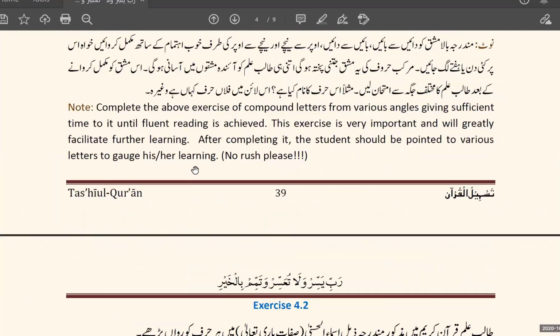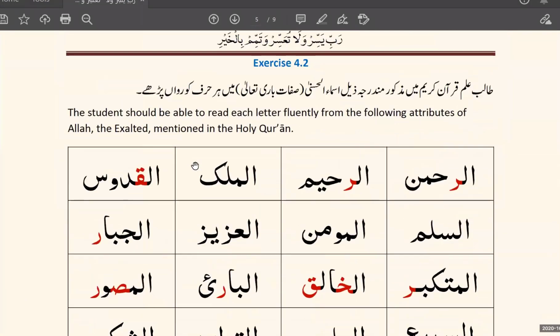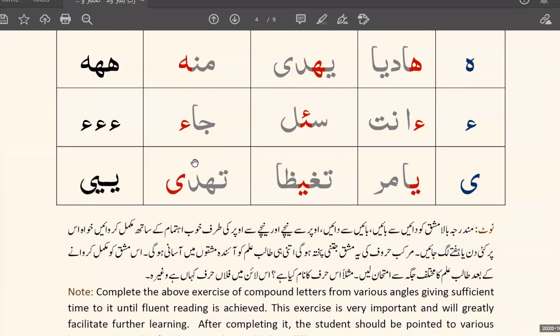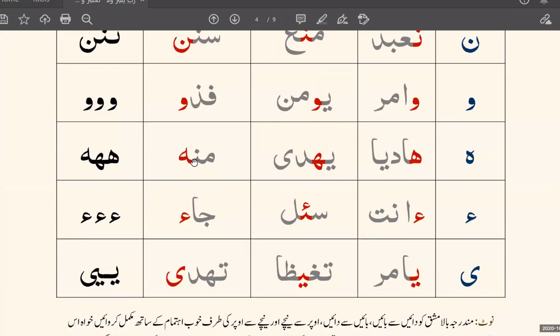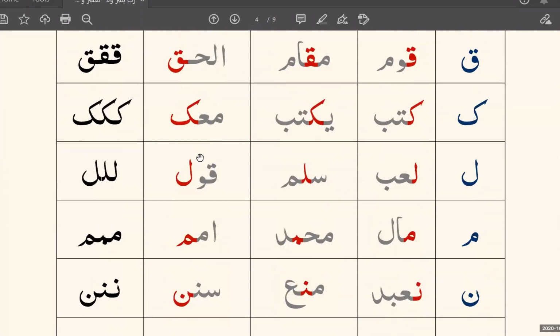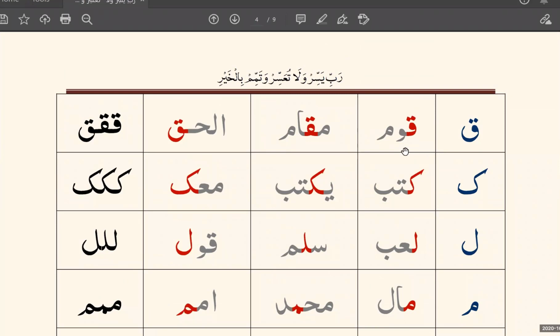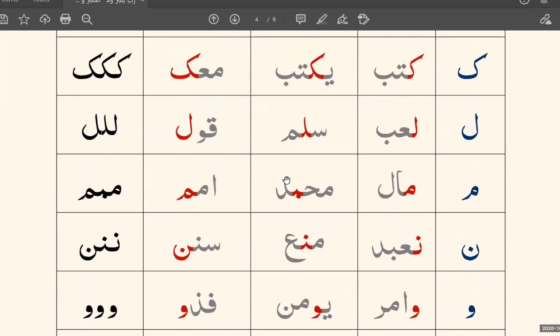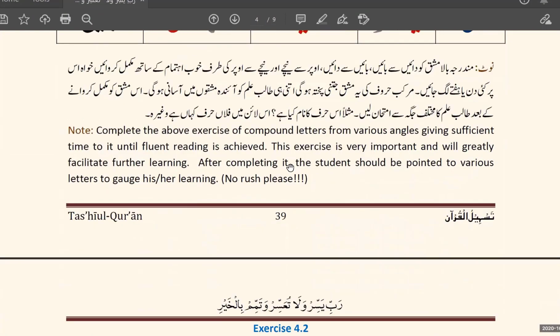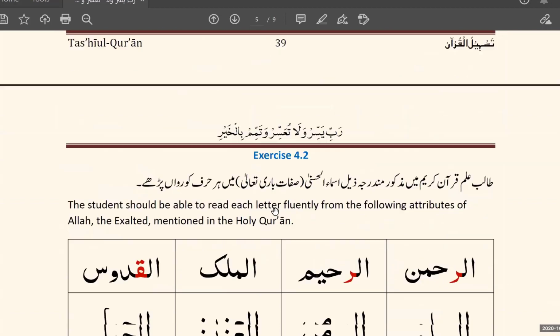Thank you so much. And now another person, please. Now we have completed the 3 shapes: initial, medial, and final shape. These are all the words from the Quran, basically without stroke. Every word in column number 2, 3, and 4, all the words of the Quran. Now we are coming to the attributes, the beautiful names and attributes of Allah the Exalted. This is exercise 4.2.